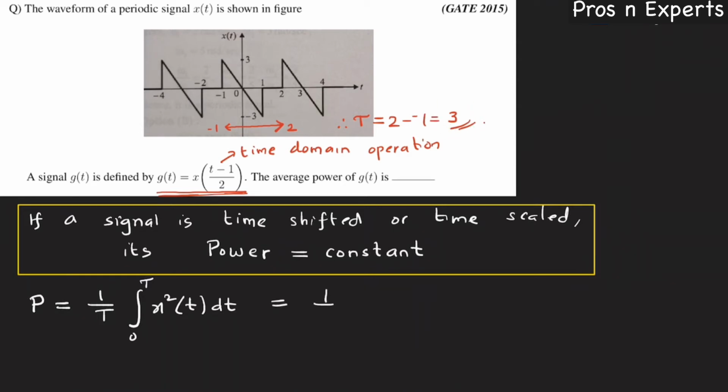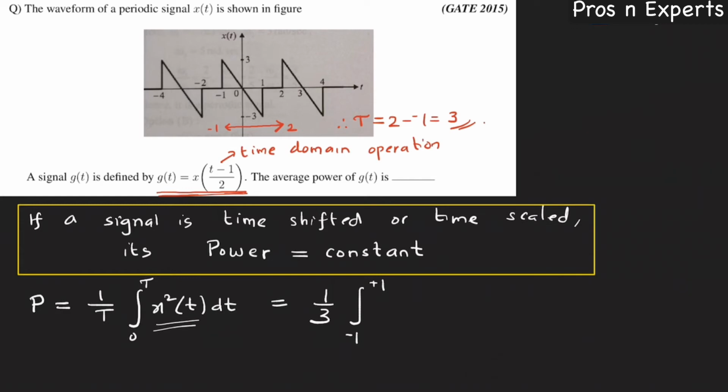Now we can substitute in this equation. So this is 1 by 3 into integral over, the signal extends from -1 to 1 alone. In the duration 1 to 2, it is 0. So you need to integrate only from -1 to +1. Instead of one complete time period, from -1 to +2, we need to integrate only from -1 to +1. Okay. And from -1 to 1, x square of t.